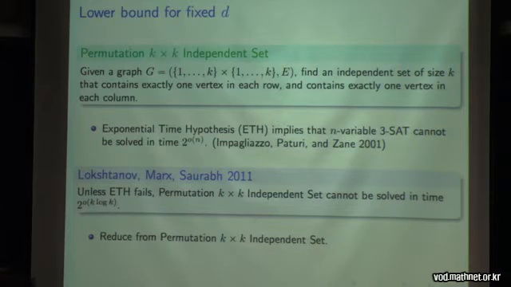So what is a permutation k by k independent set? You have k by k points, and you want to find the independent set where each column has one vertex. Without the permutation, it just says you find the independent set where each column has one vertex. But permutation means that you also have one vertex per each row. So we can reduce from the permutation k by k independent set.